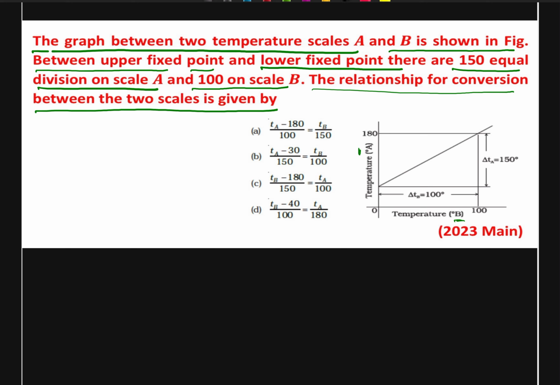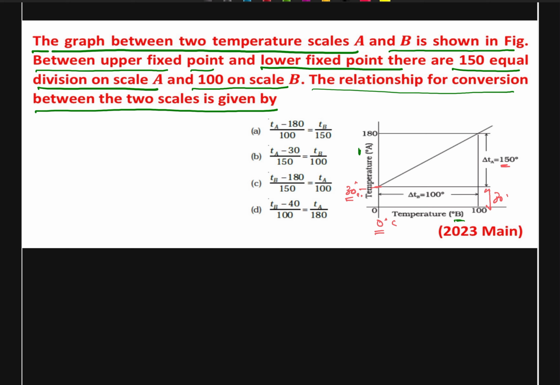Okay. And if you look closely, we can see, or it is rather given also, that our A has a scale of 150. It means this will be 30. And B is going to have a minimum, you can say the lowest point of scale B, equal to 0. So the lowest point of scale A is 30 and that of B is 0 degree centigrade. This conclusion we can draw from here, and therefore we can say this small portion is also 30.